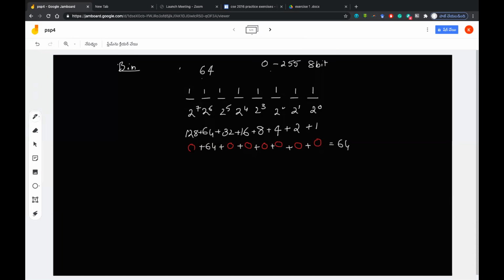So to make it 64, we should switch off the others. That means these are all zeros and only 2 power 6 will be on. This is what we do manually in mathematics. But how do you make a computer know? So you are getting only one 1, and the rest are 0. This is the binary number for 64. Now, how your computer knows is a big issue here.